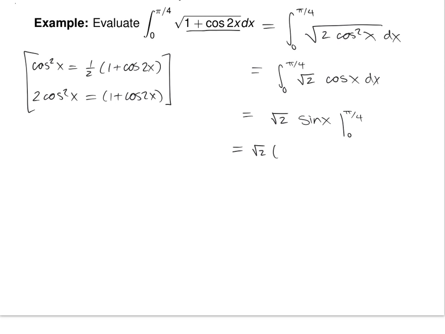Now, with trig functions, the easiest angles are the whole multiples of 90, right? What's the next easiest one? Quarters, because there's some permutation of plus or minus root 2 over 2, right? Did we get the quadrant correct? So what is sine of pi quarters? Root 2 over 2, yep. So I think that's actually 1. Awesome.